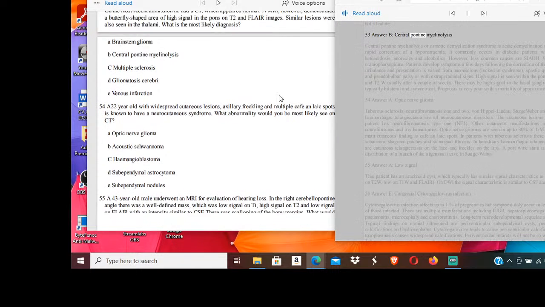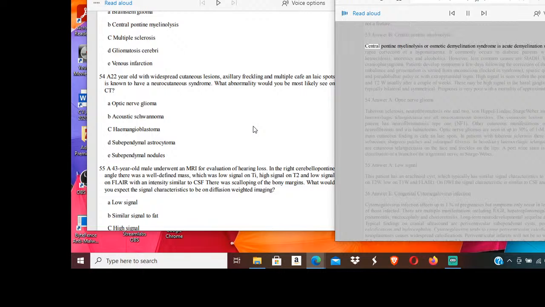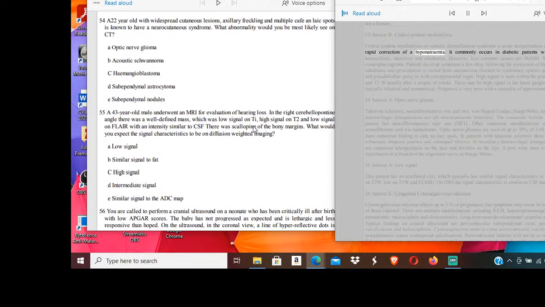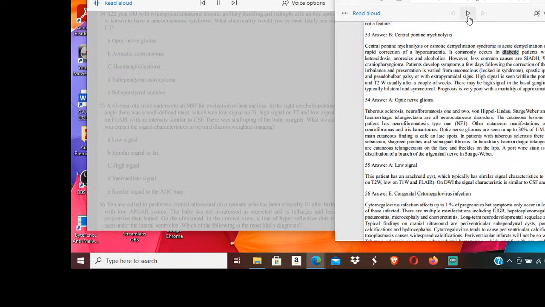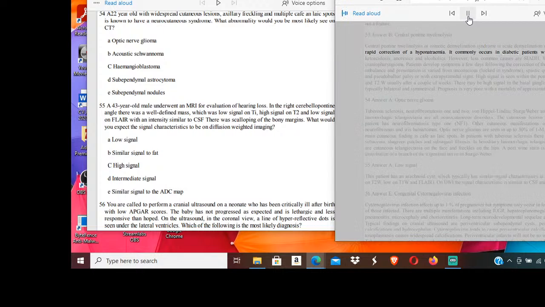53 Answer B, central pontine myelinolysis. Central pontine myelinolysis, or osmotic demyelination syndrome, is acute demyelination secondary to rapid correction of hyponatremia. It commonly occurs in patients with diabetic ketoacidosis, anorexics, and alcoholics. However, less common causes are SIAD, Wilson's, and craniopharyngioma.